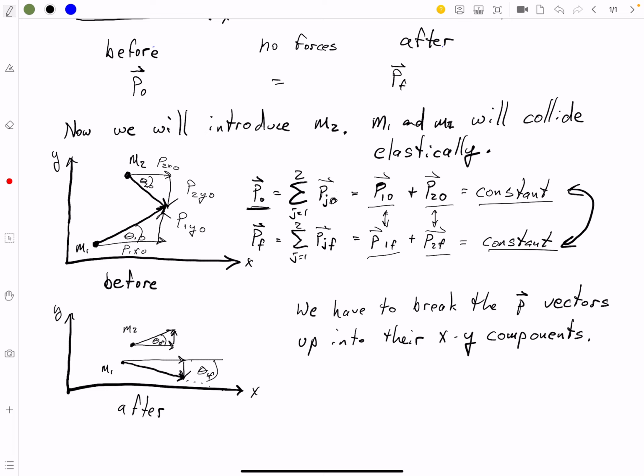So let's do it. Initially, let's do our initial. Initially, we have in the X direction, we're going to have P1X naught plus P2X naught. And we're going to have an initial Y.